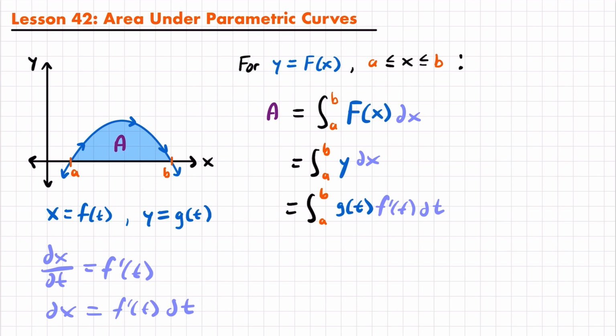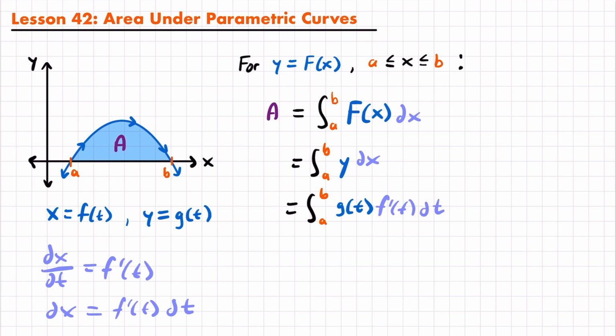And so now our integral is almost entirely in terms of t. We have that the area is equal to the integral from x equals a to x equals b, right? These bounds of integration are still in terms of x, but then we're integrating g of t, a function defined with t, times f prime of t, another function defined with t, dt. We're integrating with respect to t.